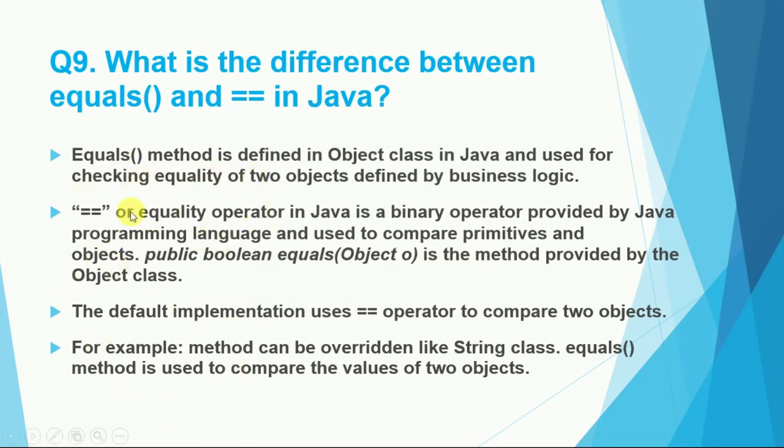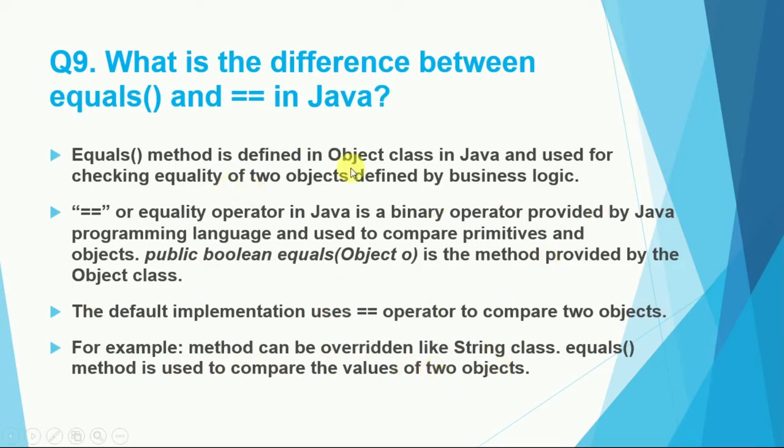And == is an equality operator, not a method. In Java it is a binary operator, and used to compare primitives and objects. And public boolean equals is the method provided by the Object class. The default implementation uses the == operator to compare two objects. So the method can be overridden, like in the String class. The equals method is used to compare the value of two objects.